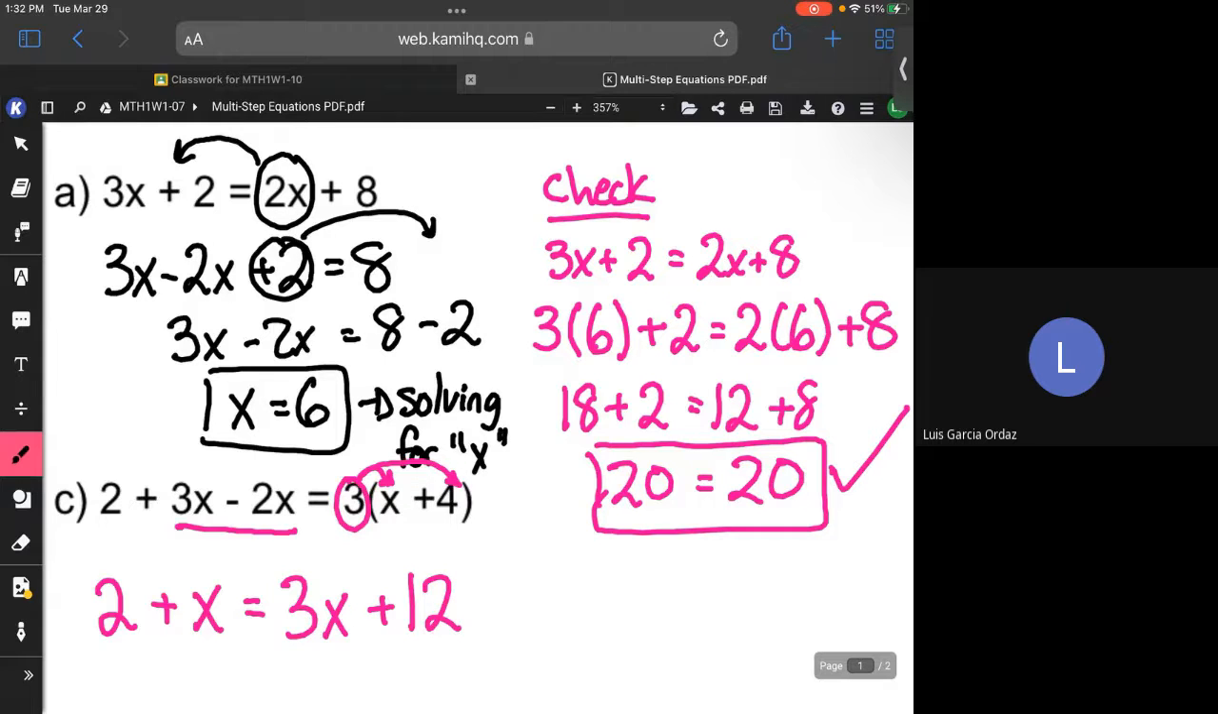So where do you guys want the variables? It doesn't really matter where you want to move them. Just make sure you're changing the signs accordingly. So do you guys want the variables on the left or the right side? Okay, we'll do left.